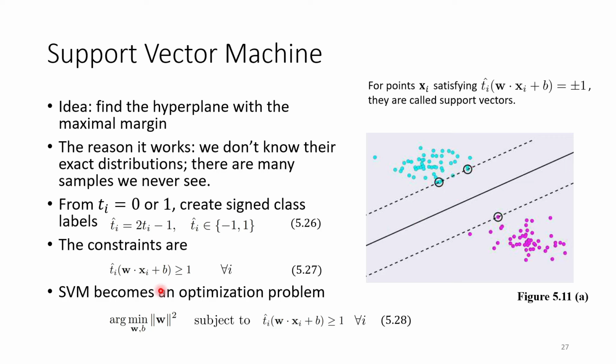Given those mathematical definitions, the support vector machine becomes an optimization problem. Given the restriction here, where the t hat ti are the class labels negative 1 and 1, we want to find the minimum w and b, because if w is smaller, then the margin will be larger.